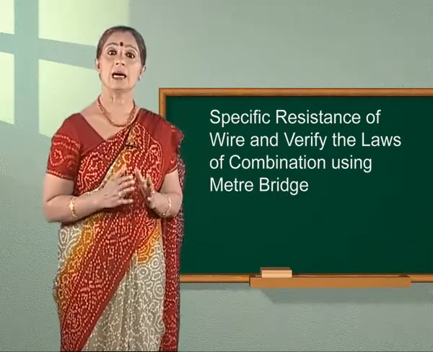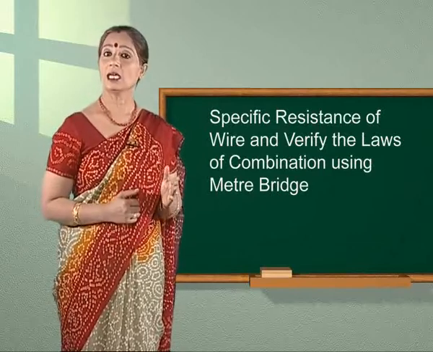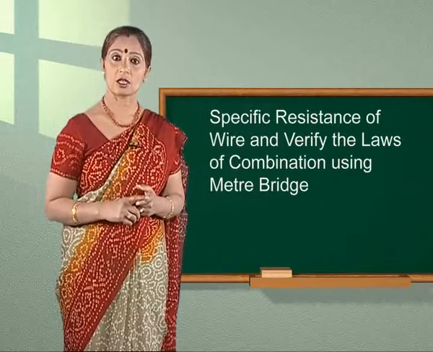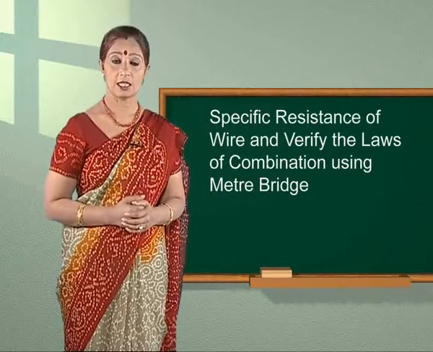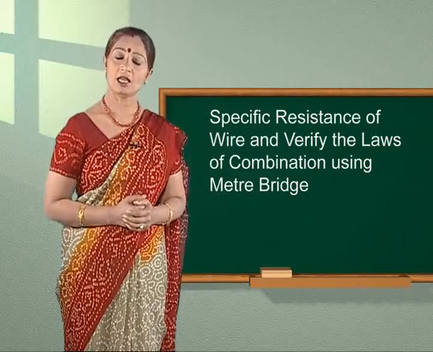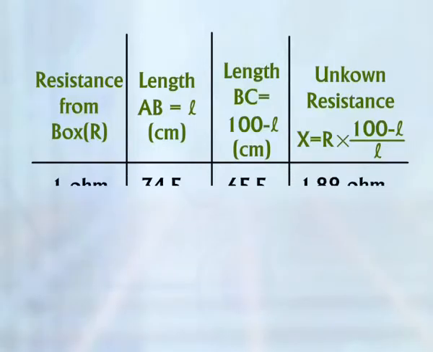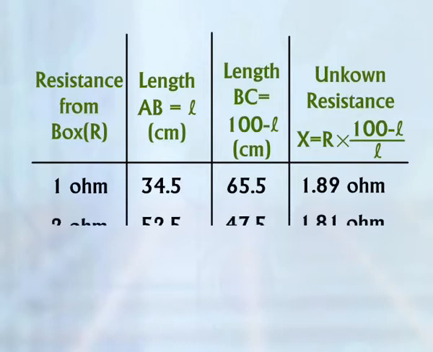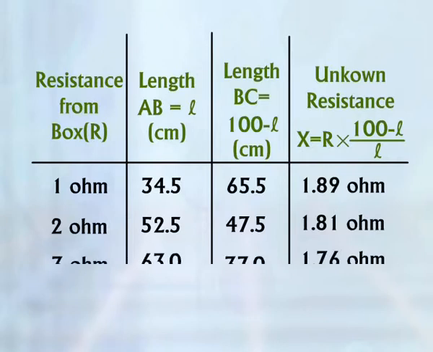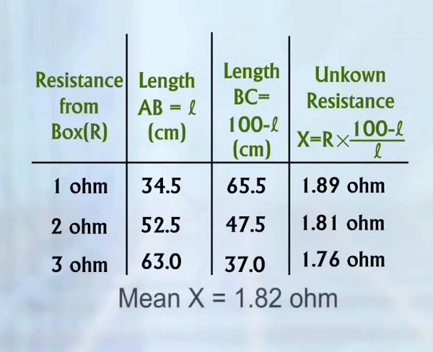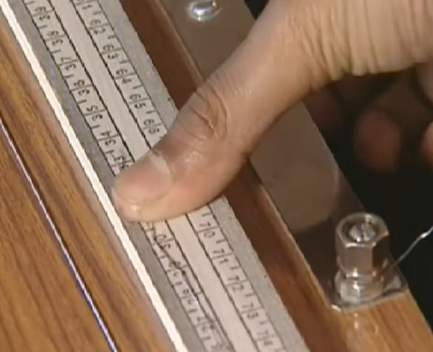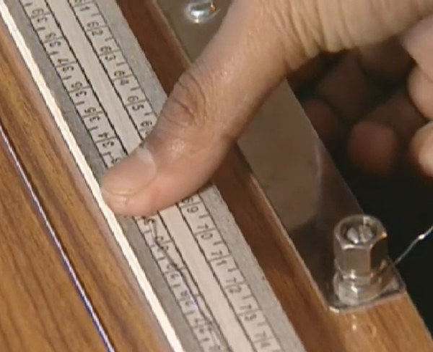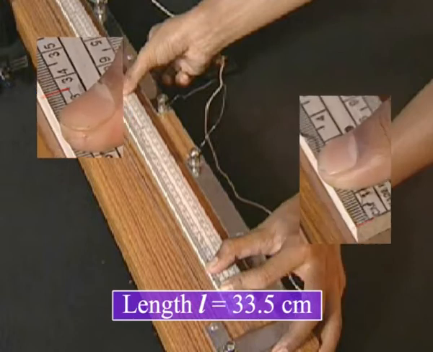After obtaining the balance position, the resistance box and the unknown resistance should be interchanged, and the no deflection position should be obtained again. This way, the index error becomes ineffective. Record the observations in the observation table. Here, the mean value of unknown resistance is 1.82 ohm. Now, remove the resistance wire, stretch it and find its length between the two terminals. Here, it is 33.5 centimeter.